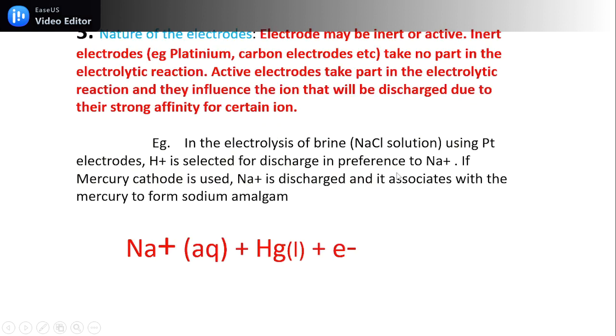In the electrolysis of brine using platinum electrodes, the hydrogen ion is selected for discharge in preference to sodium ion. But what if a mercury cathode is used? If a mercury cathode is used, the sodium ion is discharged and it associates with the mercury. It is the sodium ion that discharges because of the mercury cathode.